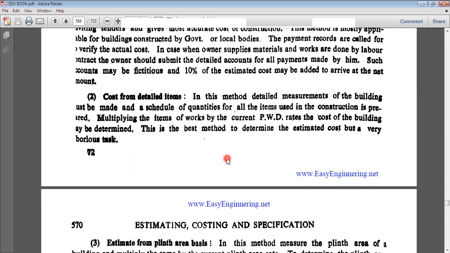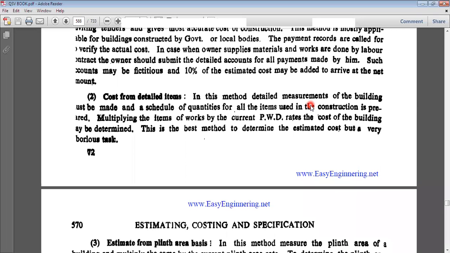Then cost from the detailed items. So what are the detailed measurements of the building that are there on your plan? As I said in my first sentence only, you have to consider the dimensions, you have to consider the plan, and then you can go for any method. It may be your plinth area method, it may be your service unit method, or it may be your cubical content method.